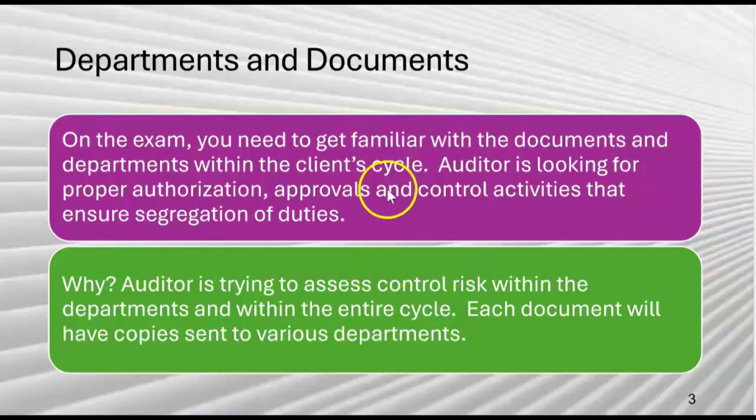So that's why on the exam we got to get familiar with the documents and the departments within the client's cycle, because the auditor is looking for proper authorization, approvals, and control activities that ensure segregation of duties. Why? Because the auditor is trying to assess control risk within the departments and within the entire cycle. Each document will have copies sent to various different departments. And that's why we got to get to know the documents, the departments, and the control activities in each cycle.